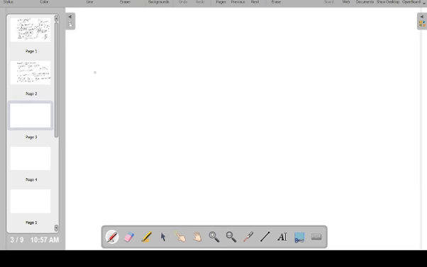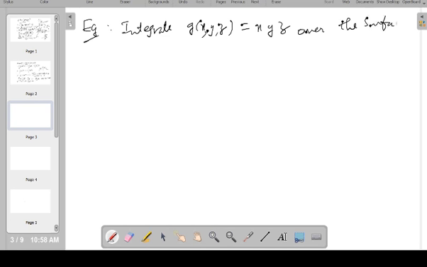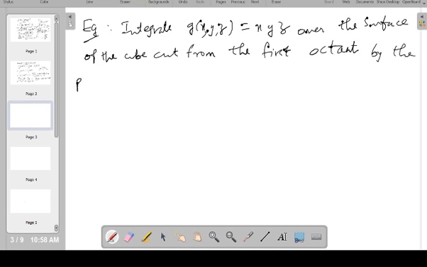We shall see an example. Integrate g of x, y, z equal to x into y into z over the surface of the cube cut from the first octant by the planes x equal to 1, y equal to 1, and z equal to 1.